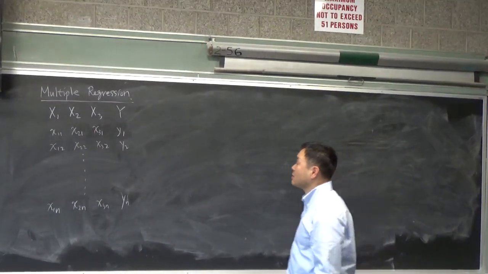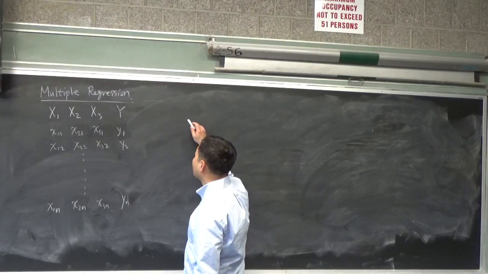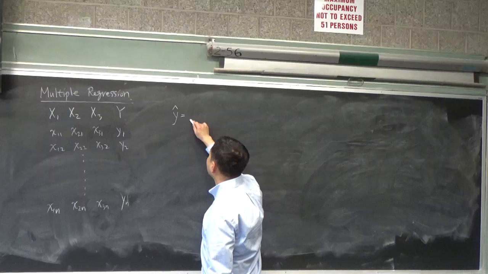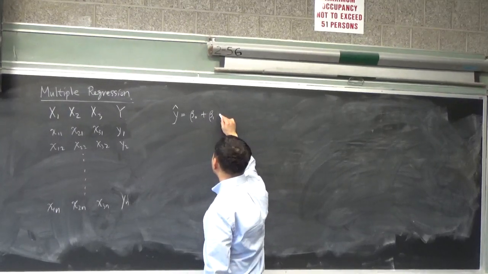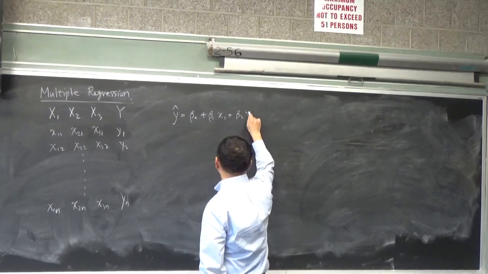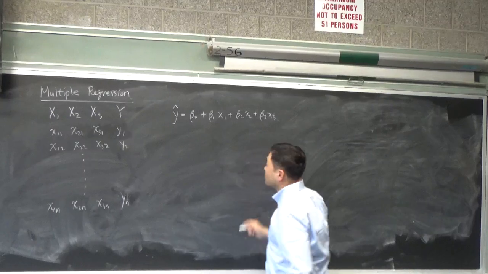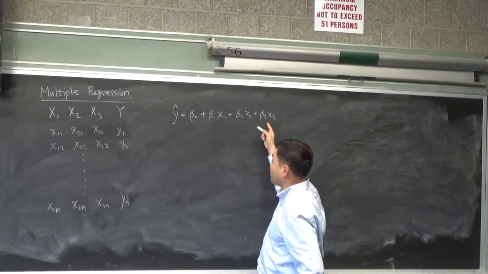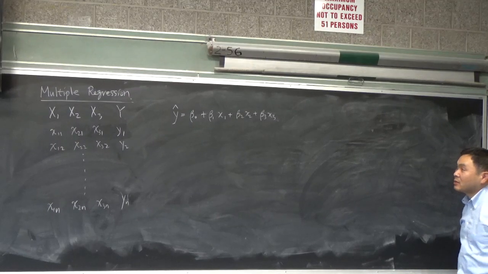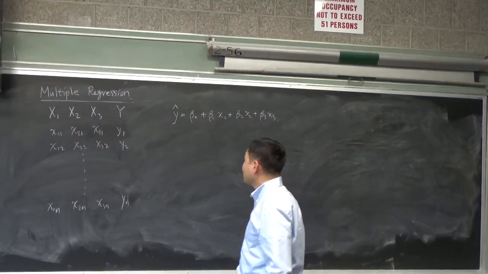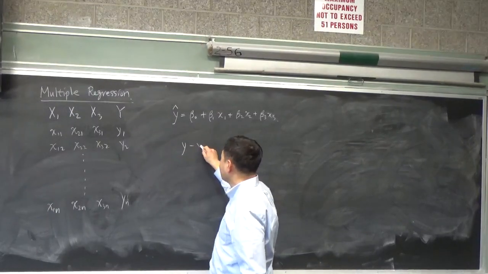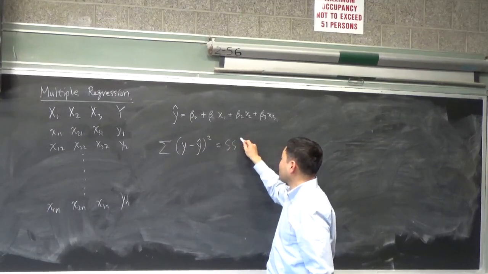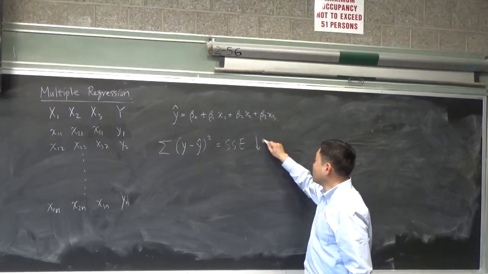And given that data set, by multiple regression, I'm saying the following. I'm trying to say that the predicted value y hat is equal to some beta 0 plus beta 1 x1, plus beta 2 x2, plus beta 3 x3. Finding the best fit coefficients beta 0, beta 1, beta 2, beta 3 is our goal. And we determine the best fit by saying that the difference between the actual value of y minus the predicted value, you square them. This is called the sum of squares of the error, right? And we want to minimize this.